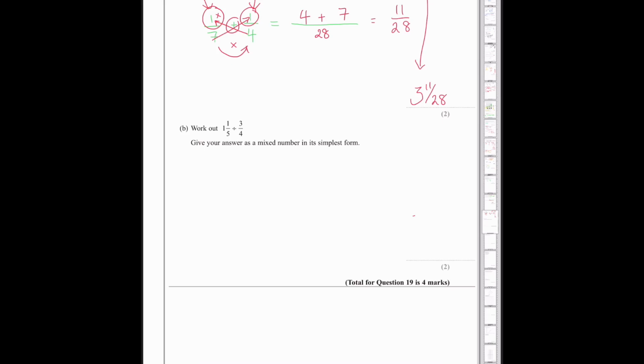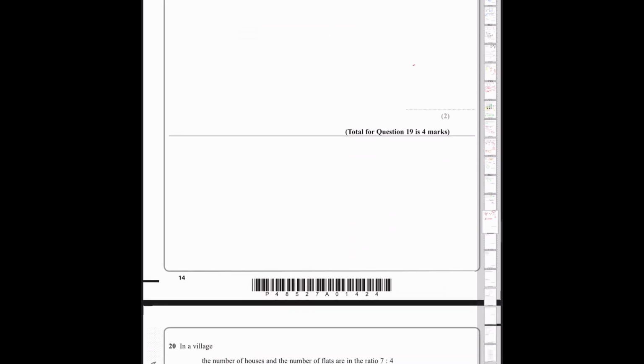All right, so then it says for B to work out 1 1/5 divided by 3/4. Now, when you're doing division, you must turn this into a top-heavy fraction. Okay, because otherwise it won't work. Now, I'm just going to show you how to do that with a couple of examples down here.